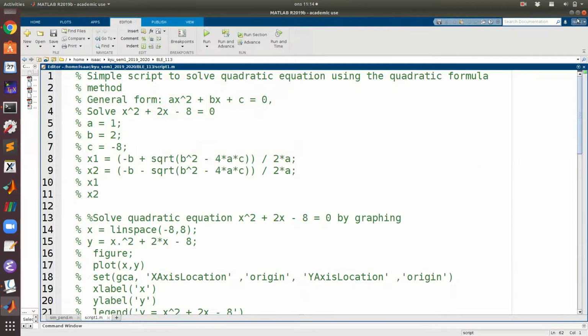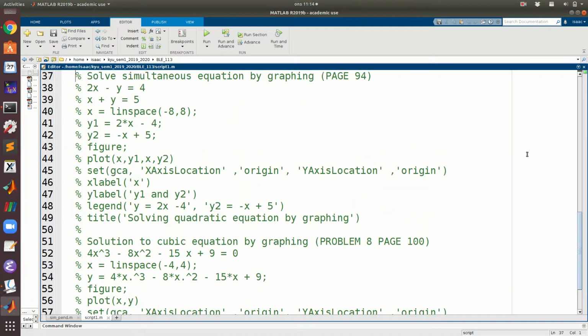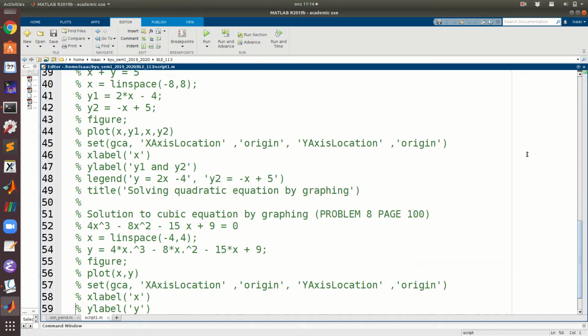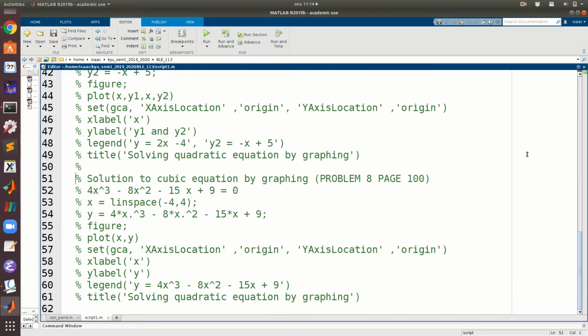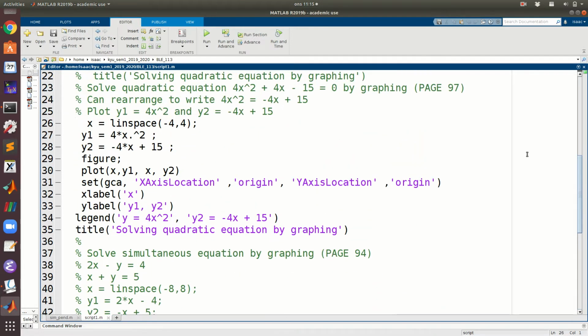Then what else? Maybe we could try, let me see what else is there. Okay, yes, so we can also try to solve the cubic one. Let us finish also the cubic one here, then we can go to the simultaneous equation. So here we want to solve, let me first comment this maybe so that we don't run it.